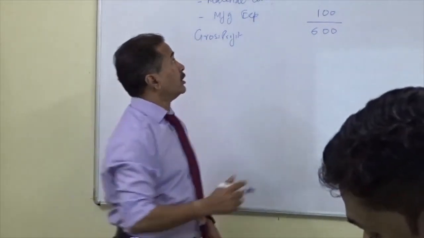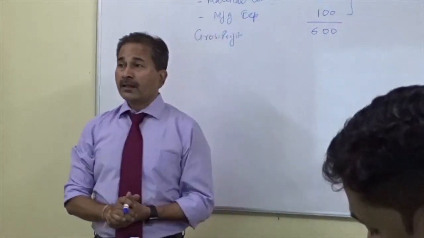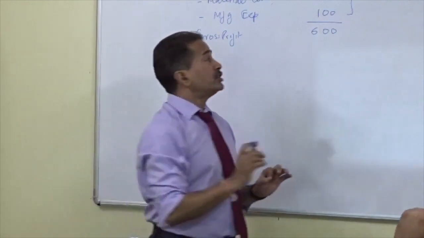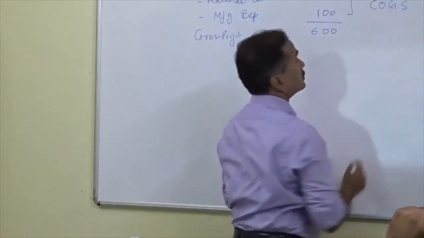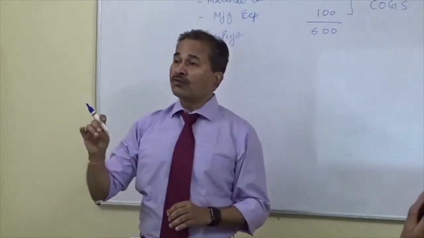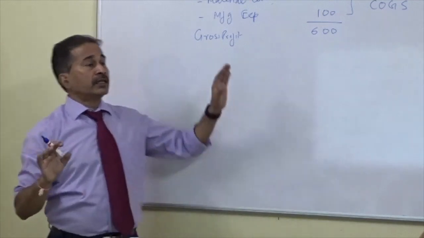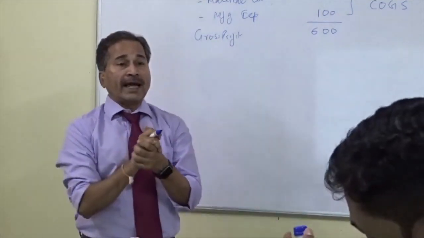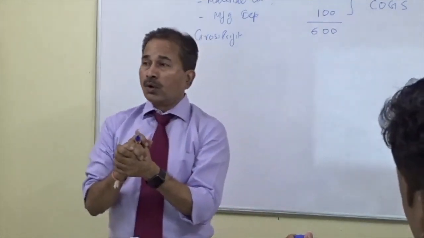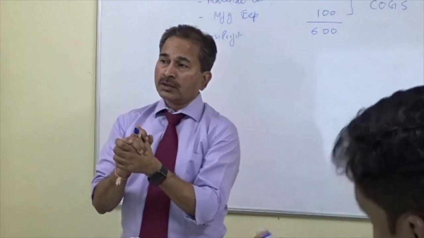Very simple. Now, these two figures together are also known as COGS, cost of goods sold. So material cost and the manufacturing expenses, when you add them together, what is it known as? It is known as cost of goods sold.